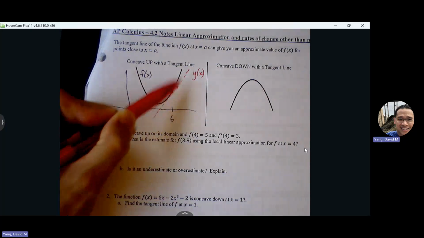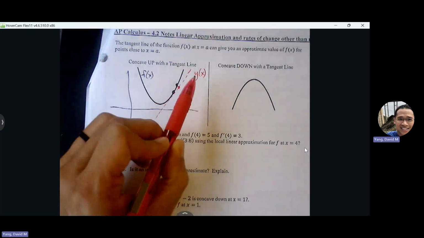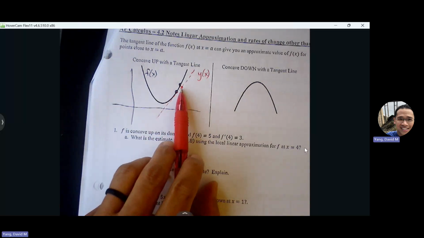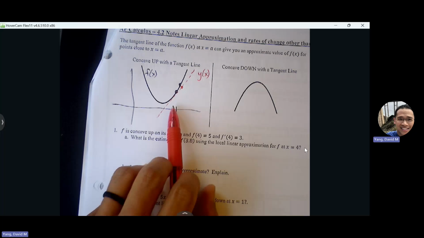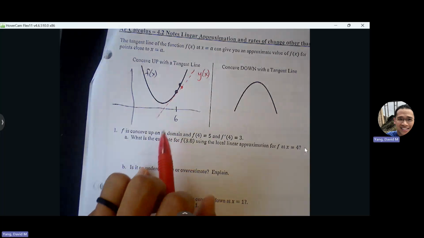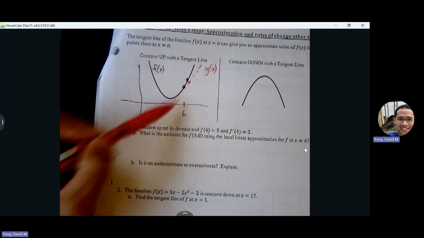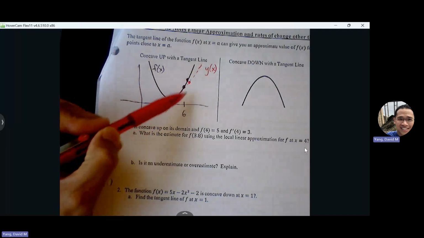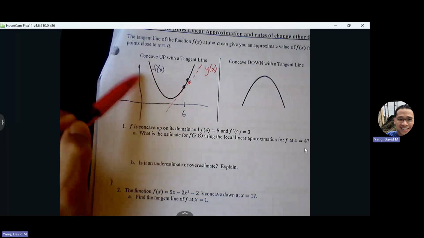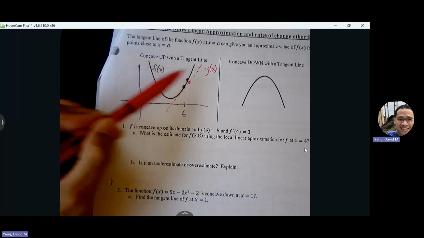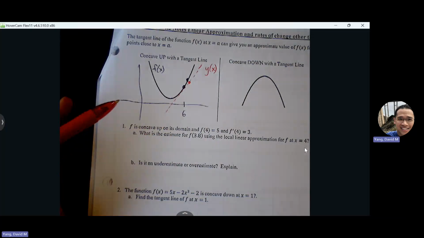But because the graph is concave up and our tangent line is below, what do you know about our approximation? Is it going to be over or under approximating the actual value? Under, right? So that's the basic theme here. We're going to create the tangent line, but if we know that our graph is concave up, it doesn't matter where our tangent line is. Our tangent line is always going to under approximate our curve because our tangent line is always going to sit below the curve.